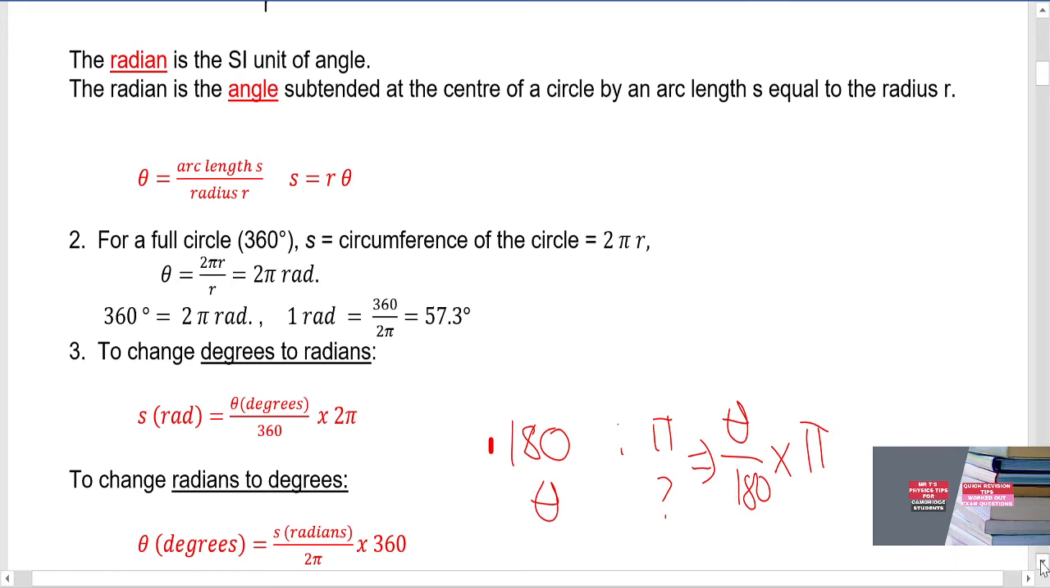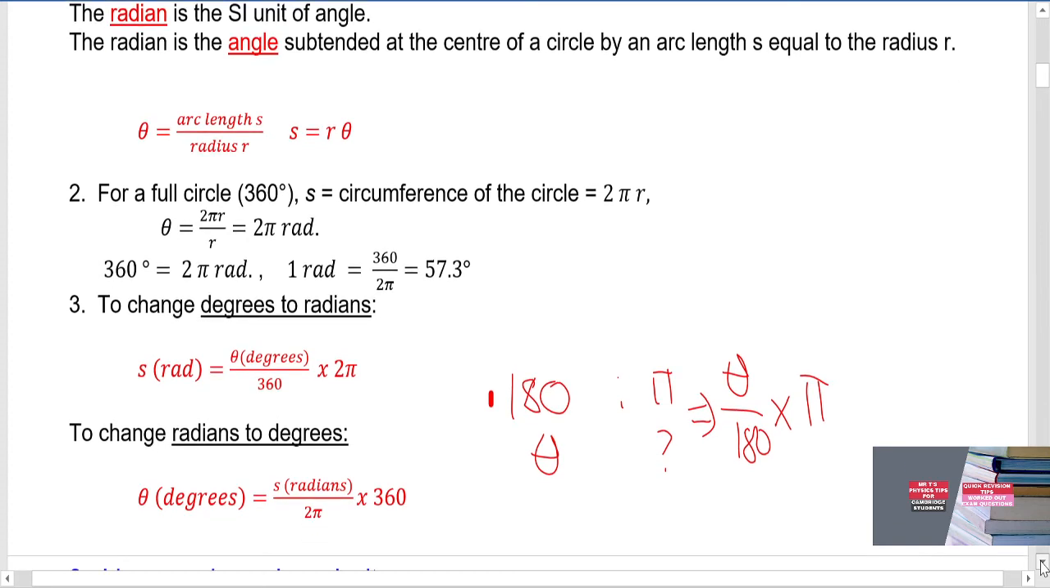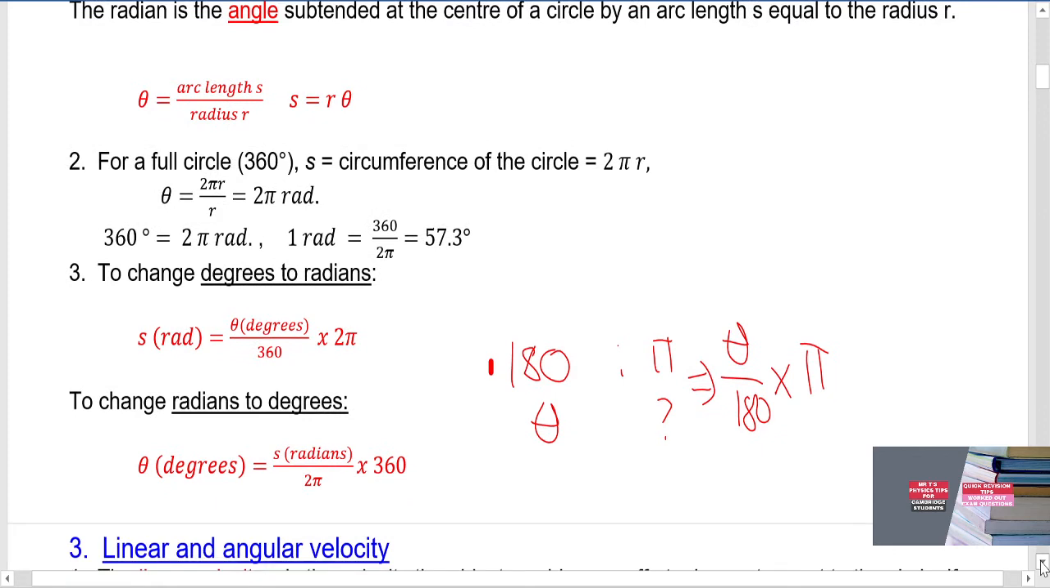Now, when changing radians to degrees, you say theta in degrees is equal to theta in radians divided by 2 pi times 360. Or you can say theta in radians divided by pi times 180. I hope you remember that.